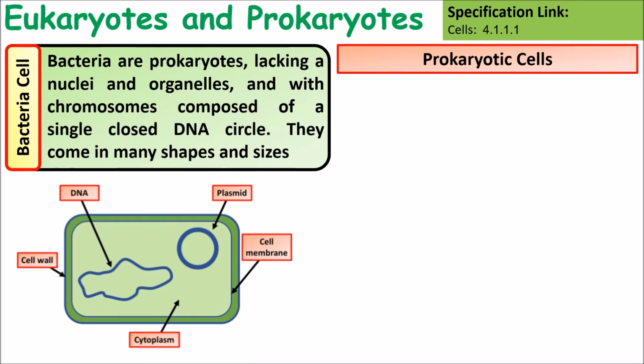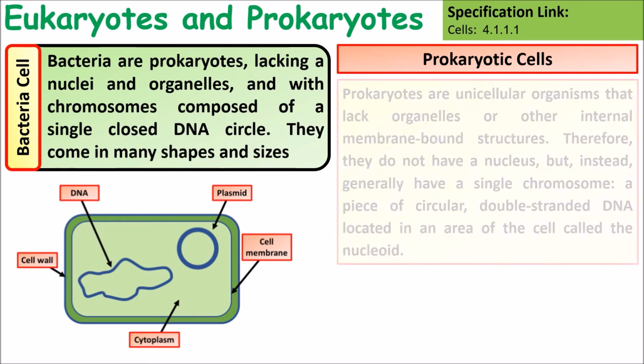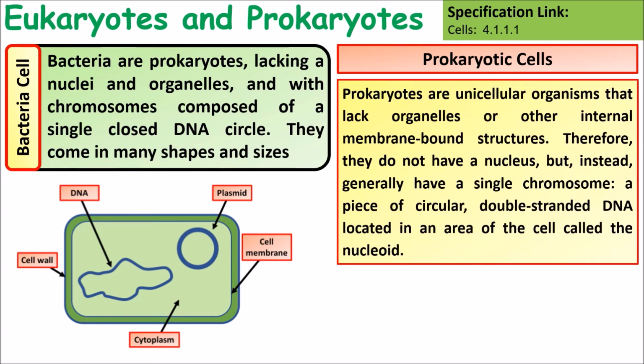Bacterial cells are prokaryotes. So prokaryotes are unicellular organisms that lack organelles or other membrane-bound structures. They therefore do not have a nucleus. They've got either delocalized DNA or a ring of DNA called a plasmid.